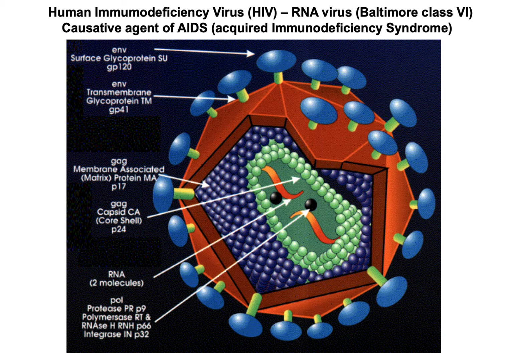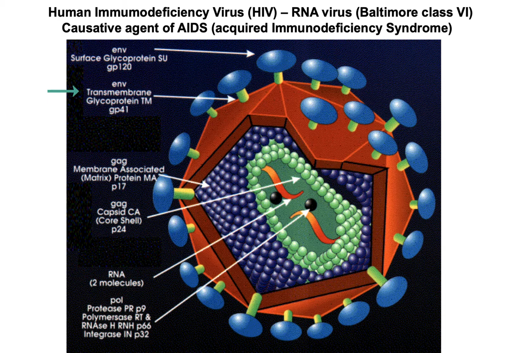So here's a diagram of the human immunodeficiency virus, HIV, which is an RNA virus of Baltimore class 6, so it has a reverse transcriptase that it carries along with it. Causative agent of AIDS, acquired immunodeficiency syndrome. The virus on the outside has glycoprotein 120 that is recognized by the CD4 host cell receptors, which is where it connects with the T cells.